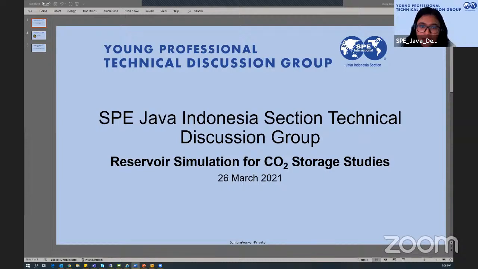And to optimize the implementation of this technology, it is crucial to fully understand the behavior of our proposed reservoir. How much CO2 can be stored? What are the possible injection rates? What are the risks of leakage? In the session, we will discuss reservoir simulation features that Schlumberger provides in the software, along with the workflows for CO2 storage.